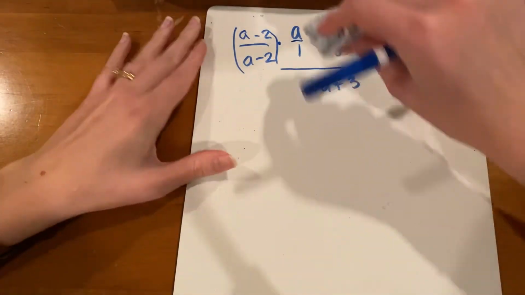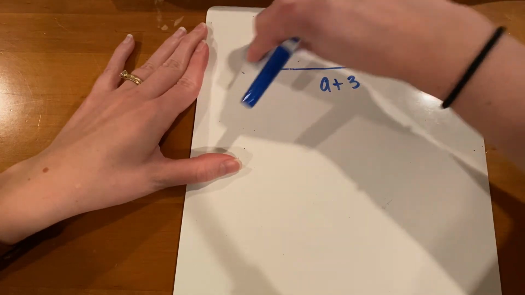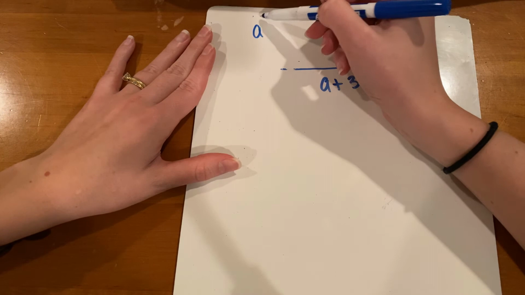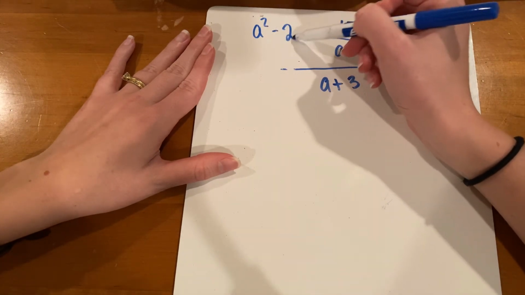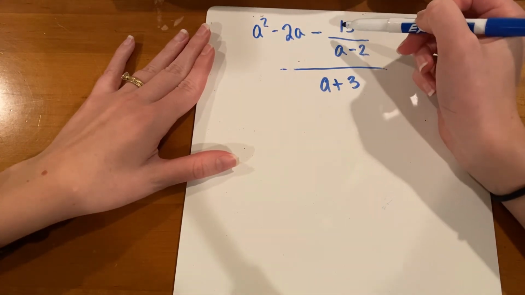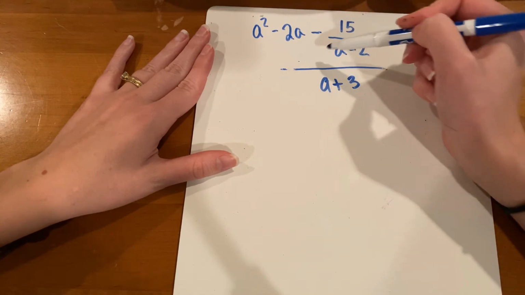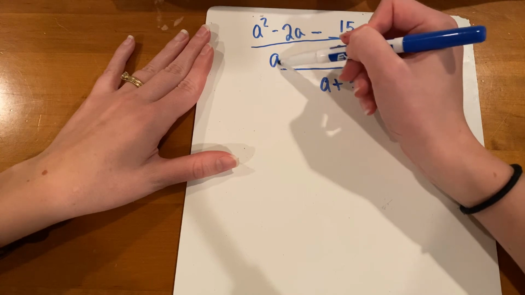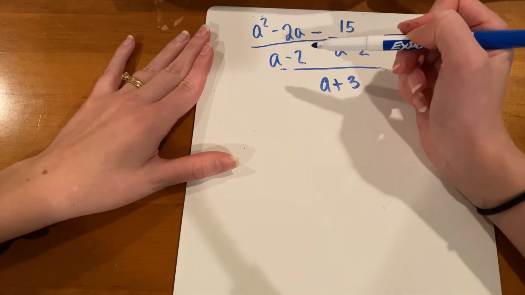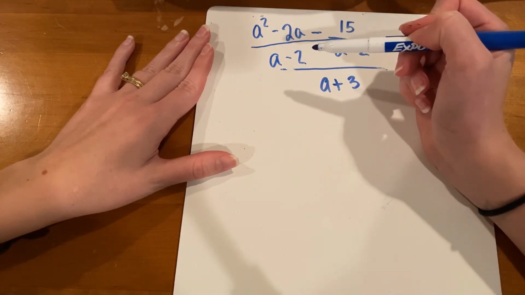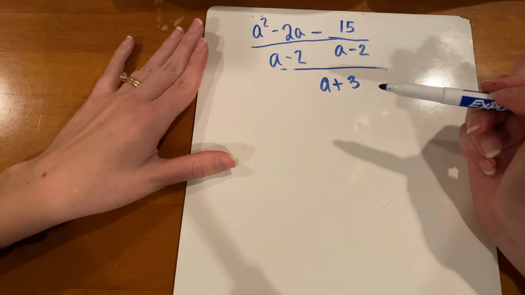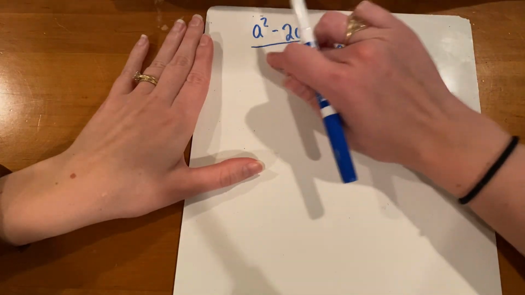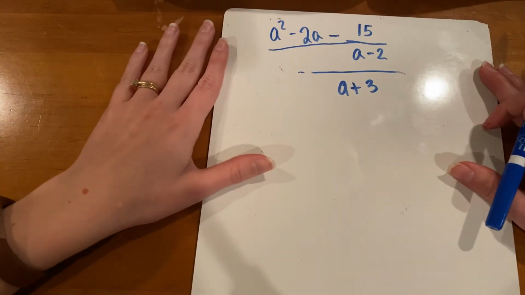So I'm going to go ahead and write that out. Just writing out what I just said of a squared minus 2a, still minusing that 15, all over a minus 2. There we go. And now we have our common denominators and we're good to go.